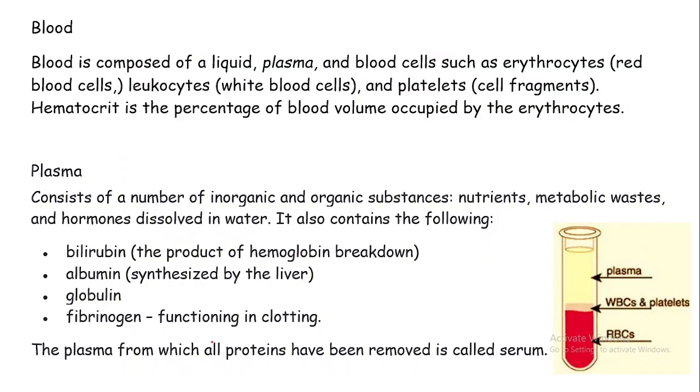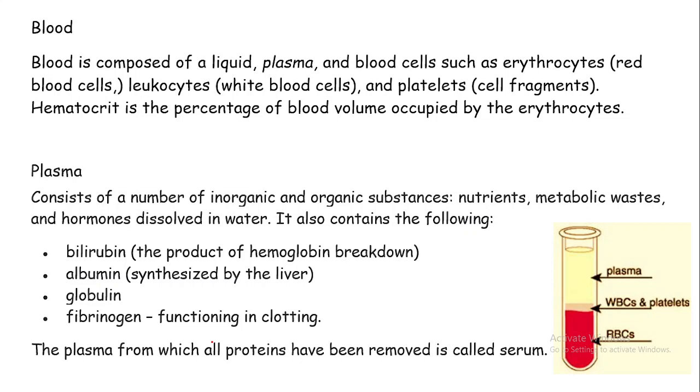Next, the next important part of the human circulatory system is the blood. We have studied about blood vessels. Now we are going to be studying about blood. Lastly, we shall study about the heart. So the second part is the blood.